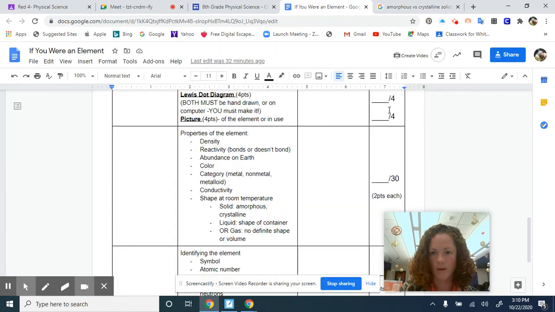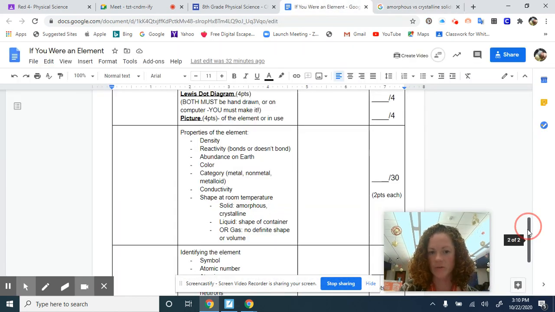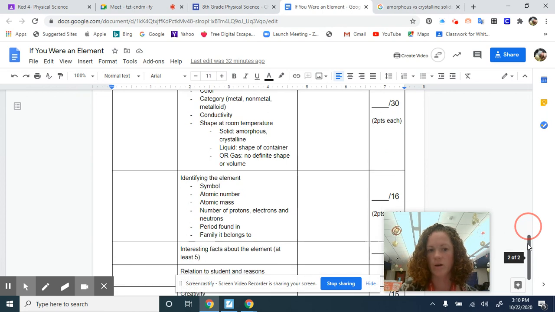All right, then you have to identify the elements: symbol, atomic number, atomic mass, number of protons, electrons, neutrons. You should be able to figure all this out. Look at your periodic table, what period it's found in, and what family it belongs to. All on the periodic table, all need to be part of your project.